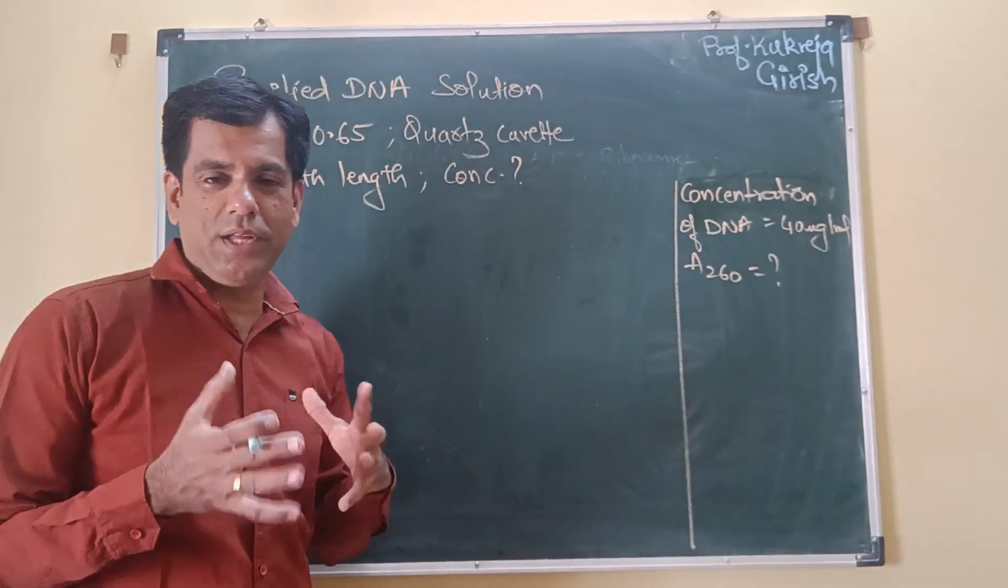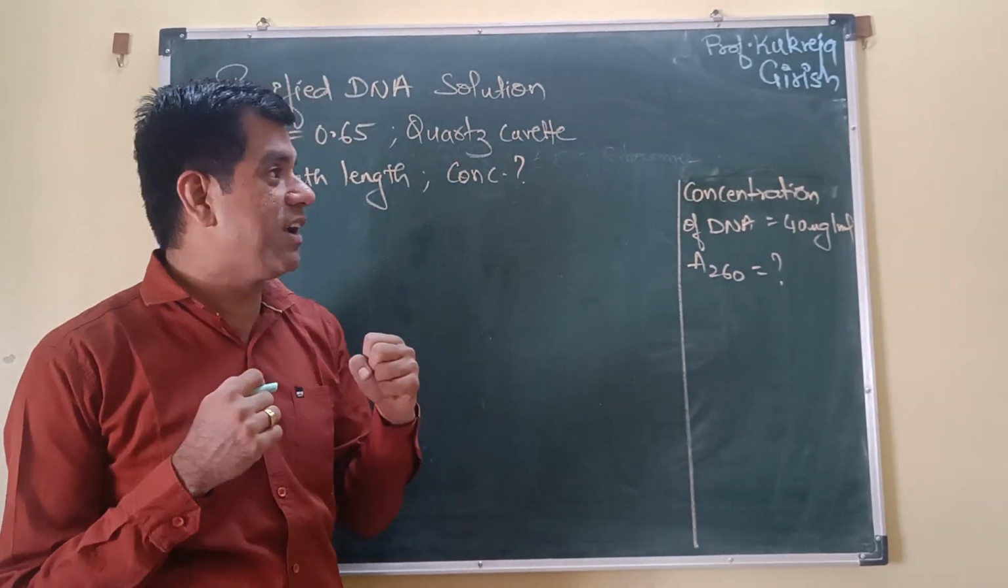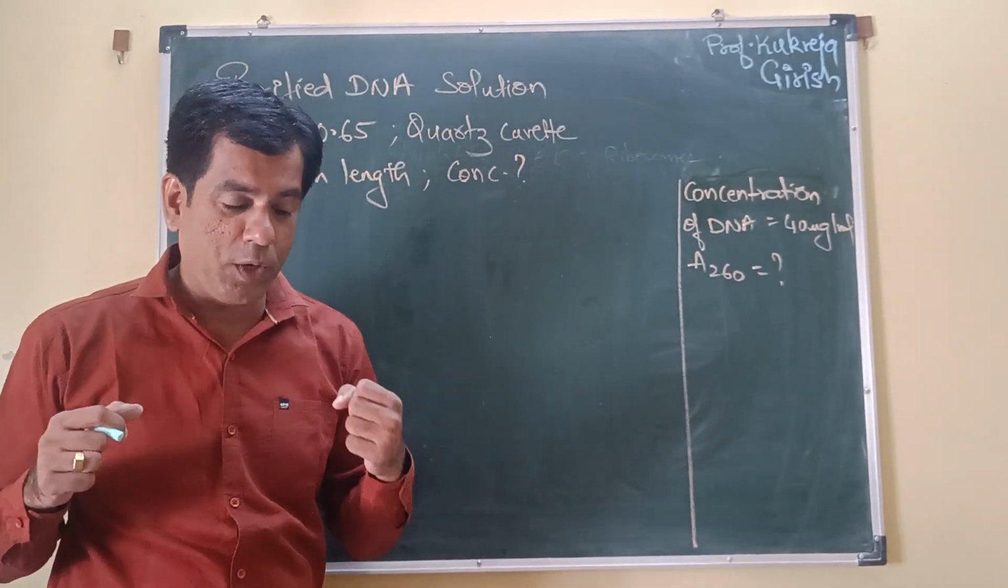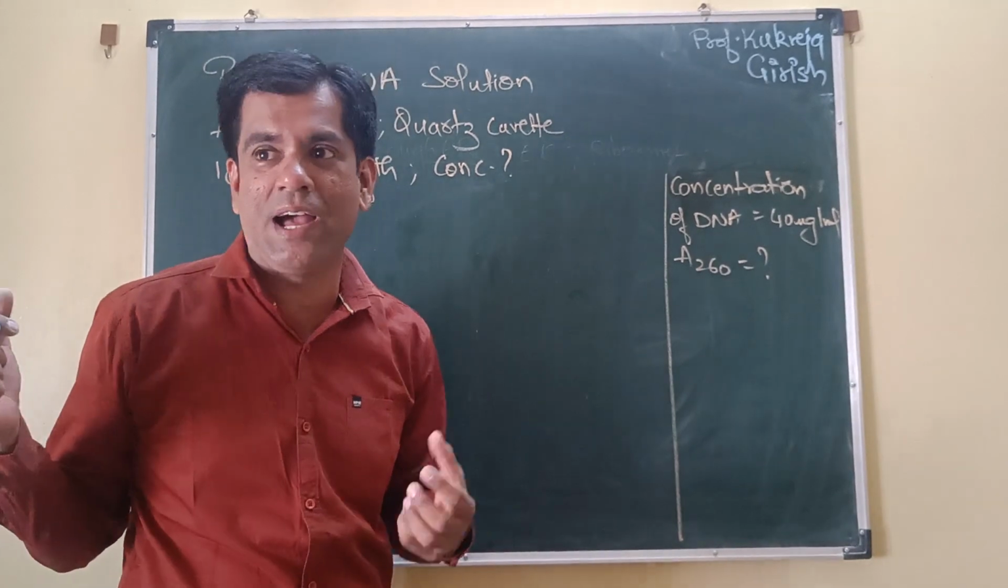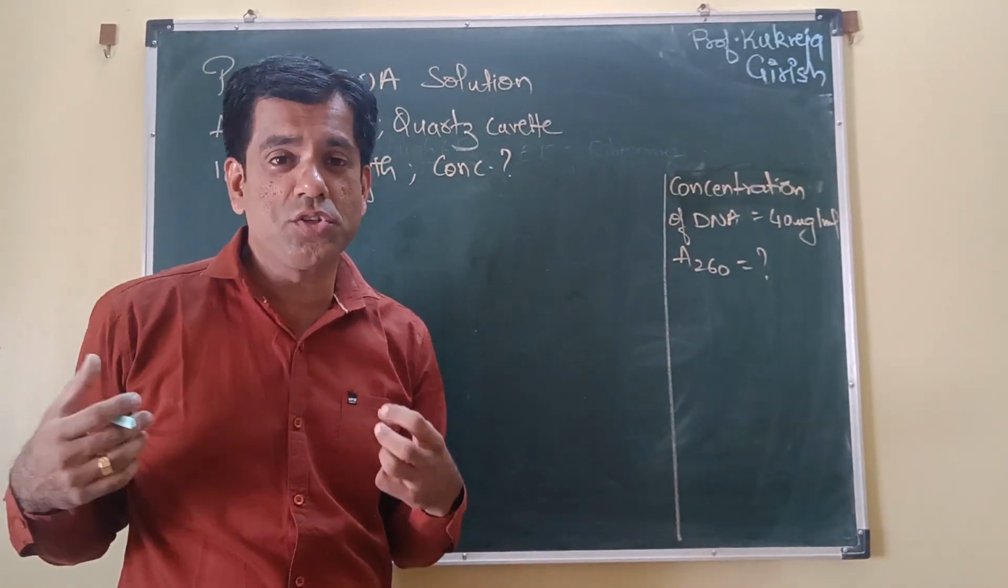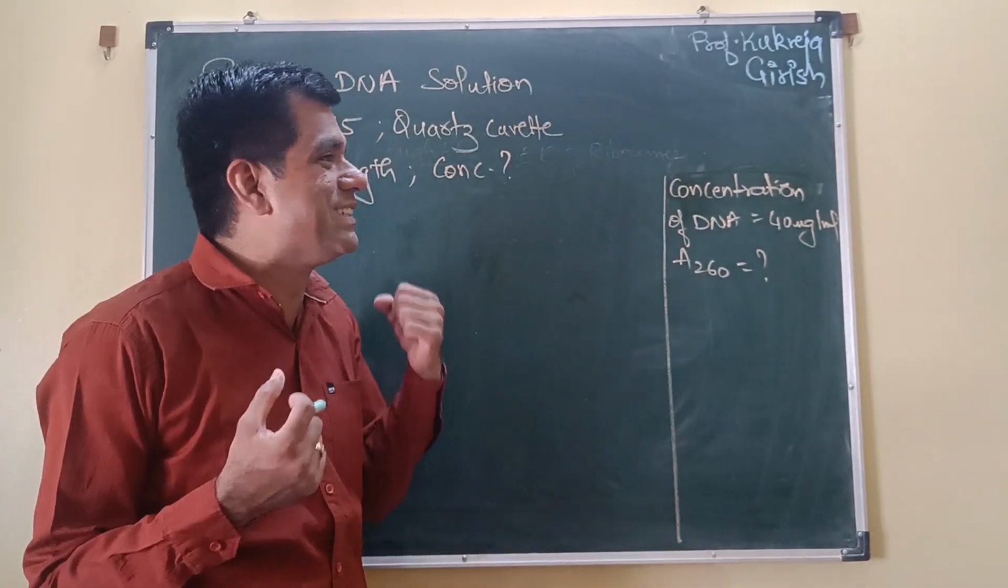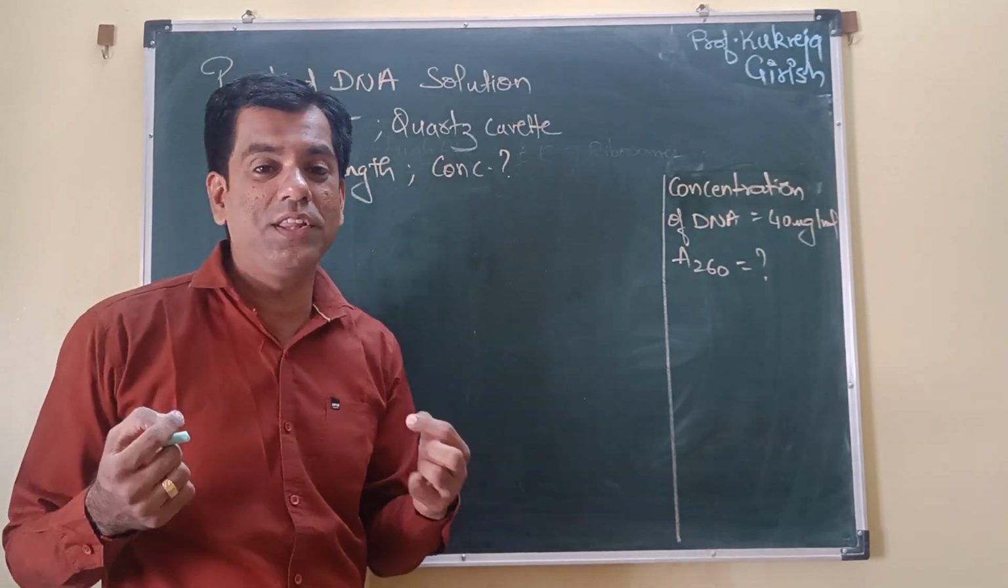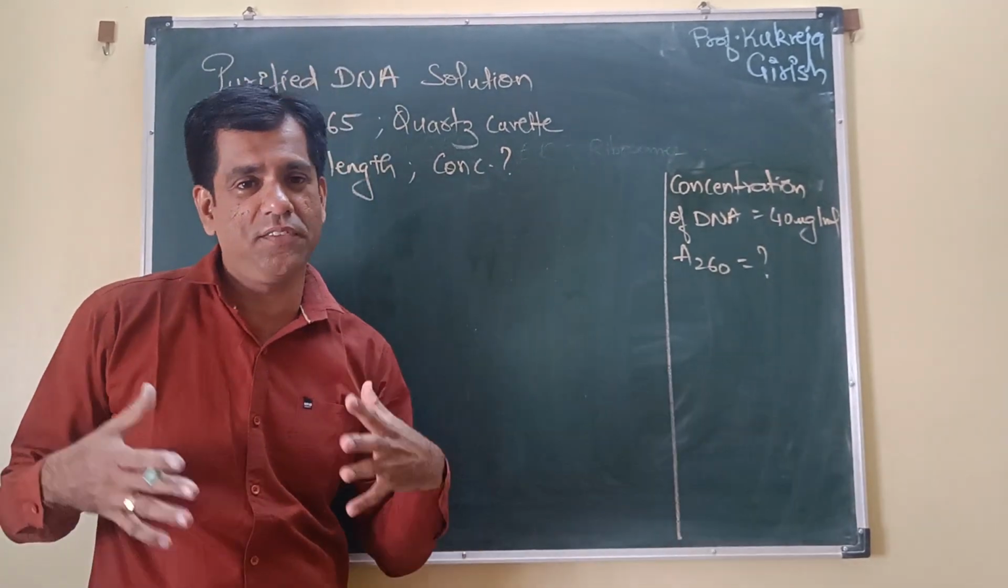So today we'll be quickly having an overview about finding out the concentration of DNA. Many times in a molecular biology lab, you are isolating the DNA, and once you isolate it, you want to know how much it is. So we are interested in finding out the quantity of DNA. Now there are different methods.